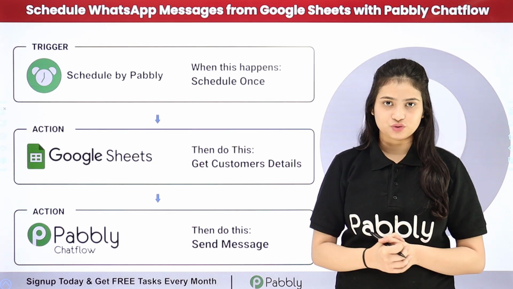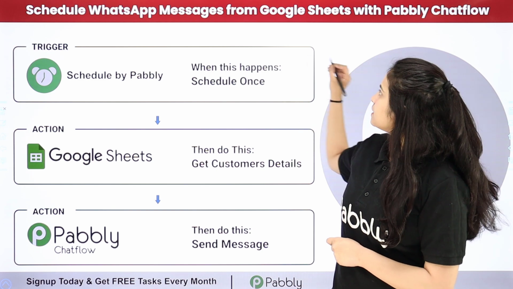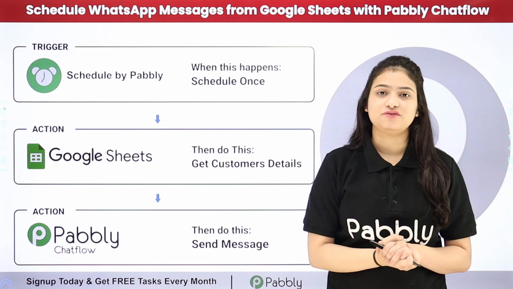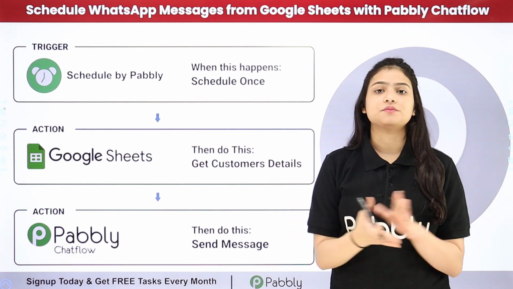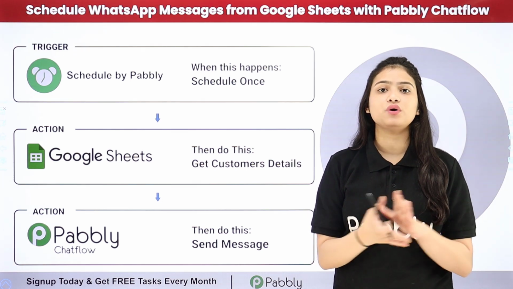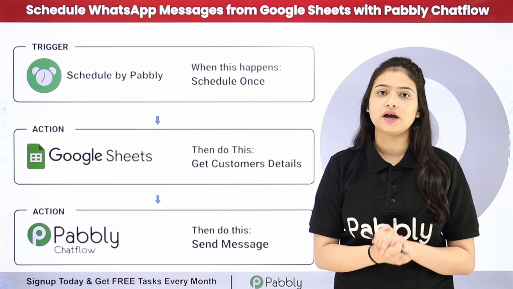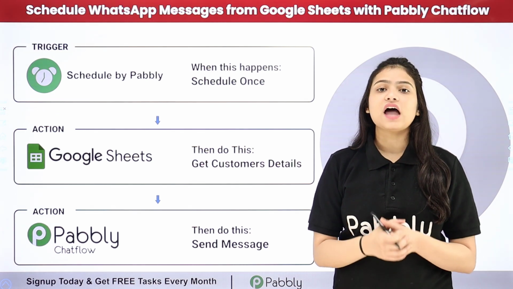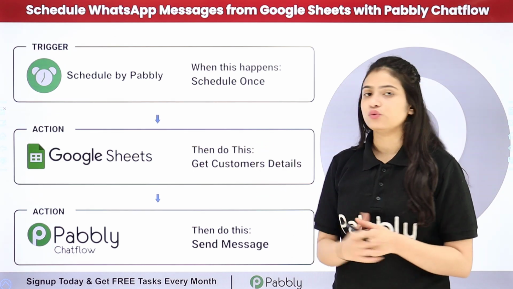In this video, we are going to learn how to schedule WhatsApp messages from Google Sheets with Pabbly Chatflow. So here I am running a makeup studio with the name as Divine Glamour, and to promote my business this new year, I want to send discount offers to all my existing customers. For that, I have the details of all the customers in my Google Sheets.